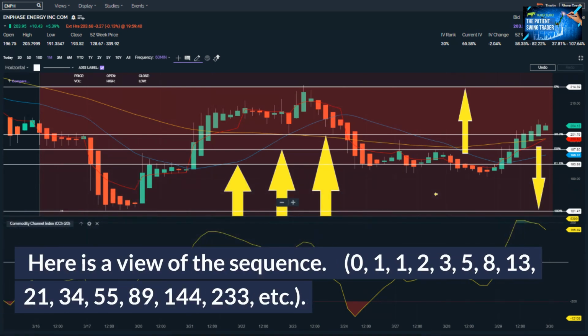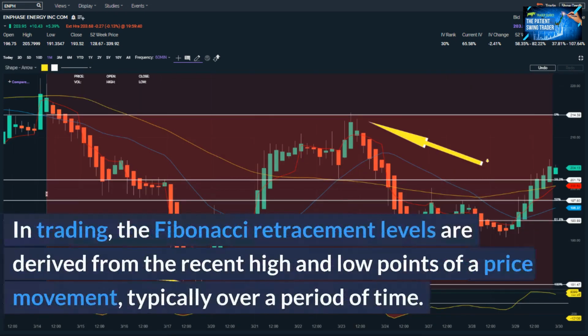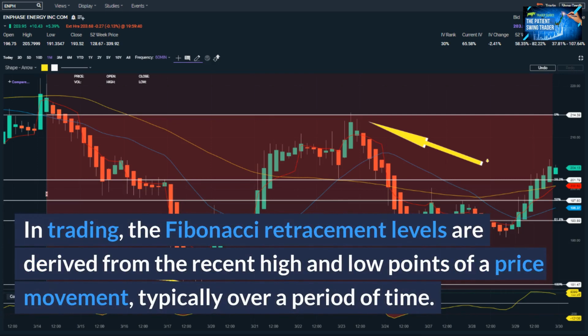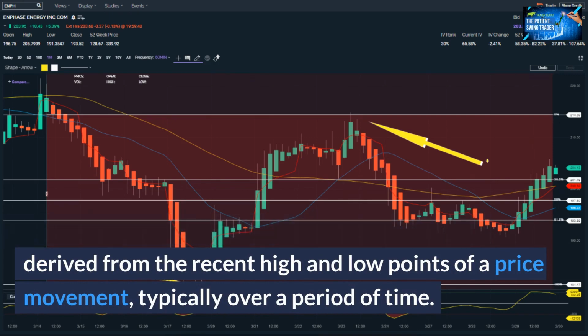Here is a view of the sequence: 0, 1, 1, 2, 3, 5, 8, 13, 21, 34, 55, 89, 144, 233, etc. In trading, the Fibonacci retracement levels are derived from the recent high and low points of a price movement, typically over a period of time.